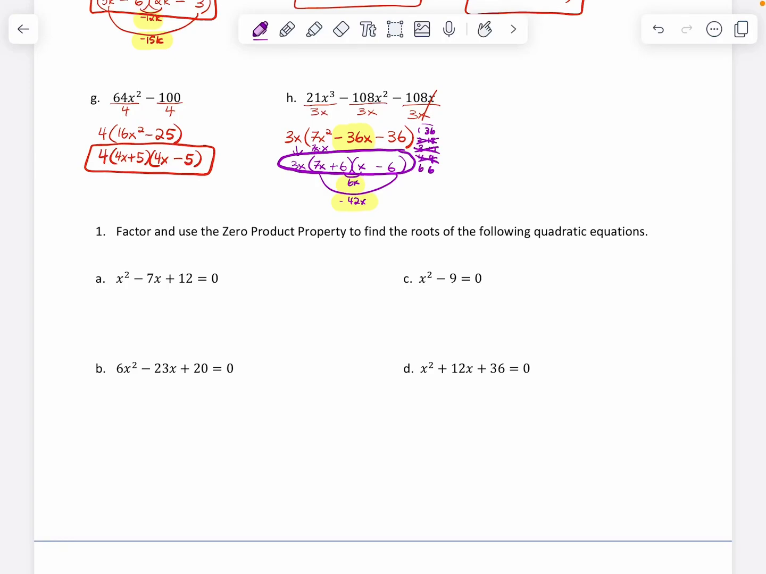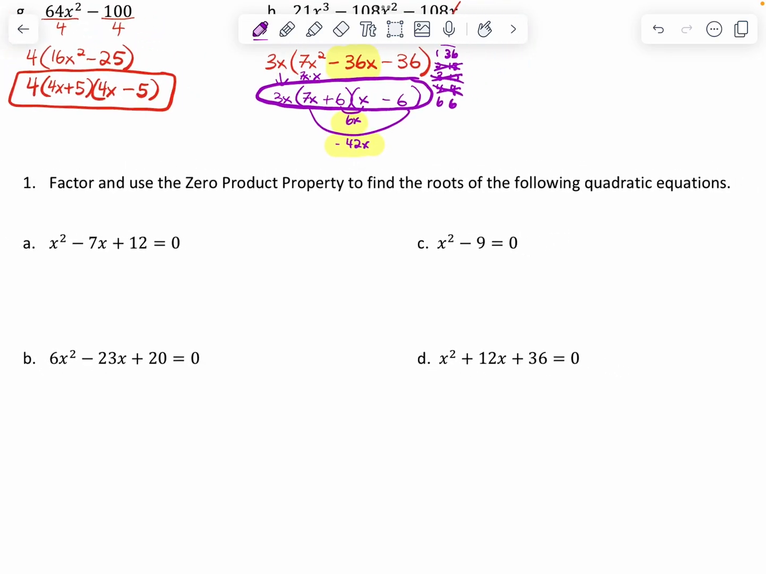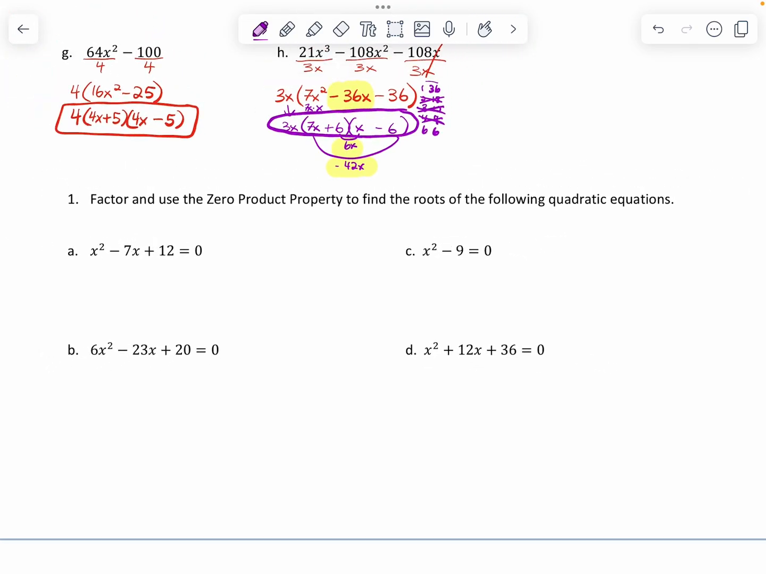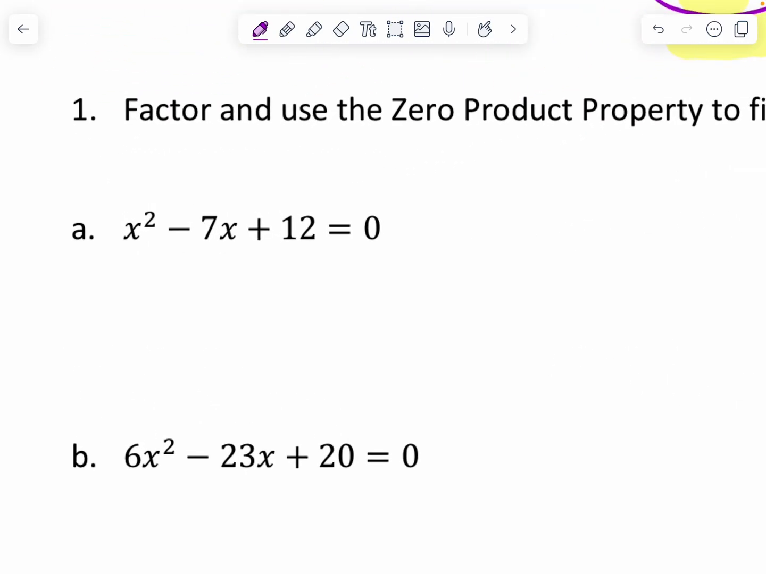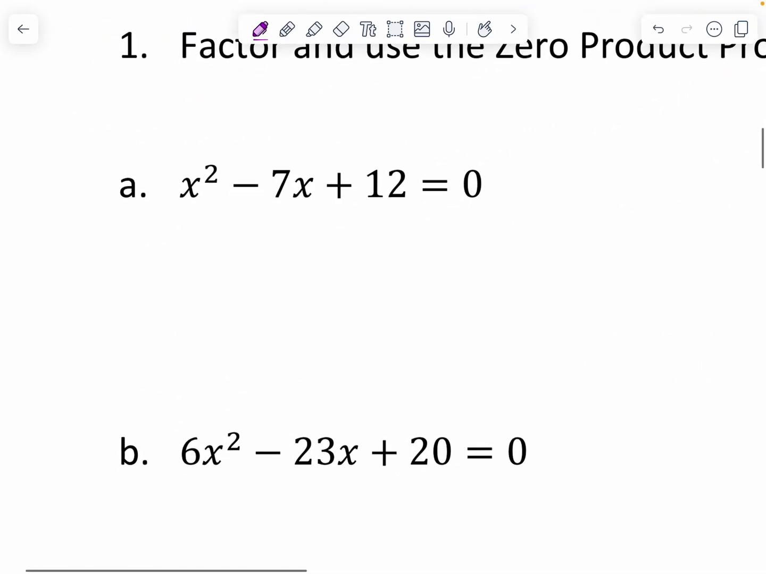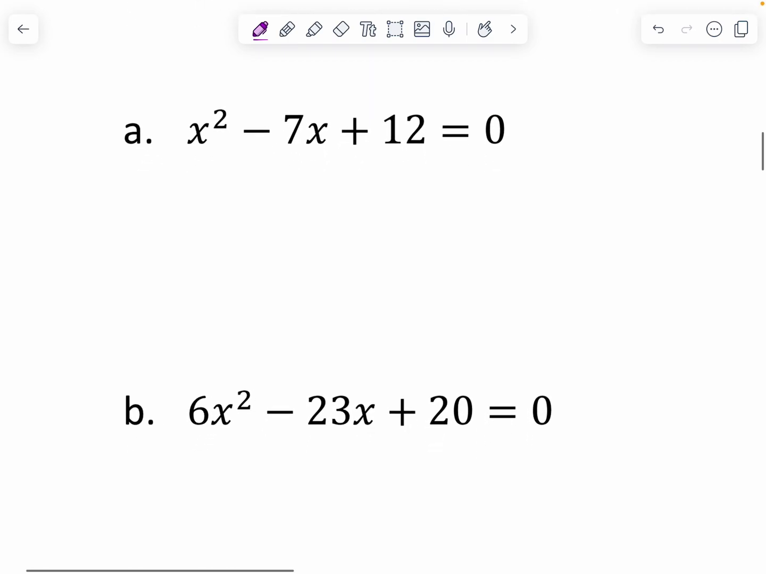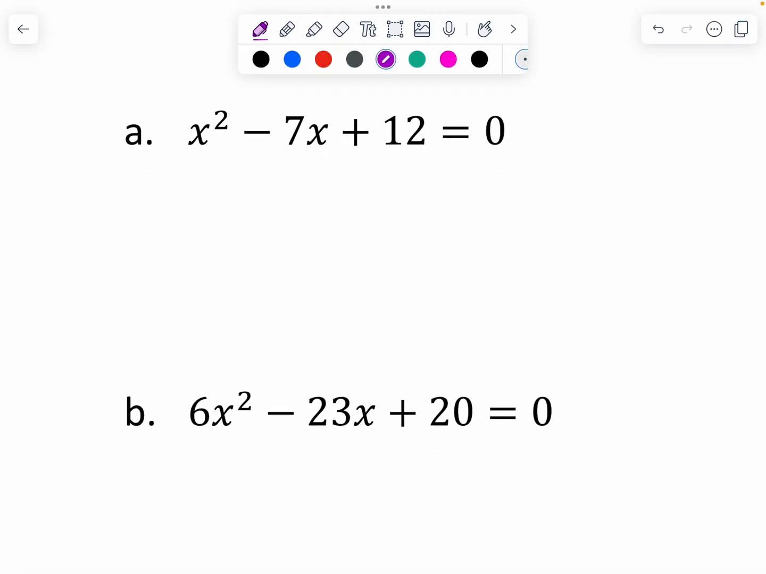Okay, so now we're going to get started on the second part of the Chapter 8 review right here. If I take a look at this problem, it says factor and use the zero product property to find the roots of the following quadratic equations. So I'm pretty much doing the same thing I was doing in the factoring problems, but now I have to use the zero product property after and I have to solve them. So I'm going to start with factoring.